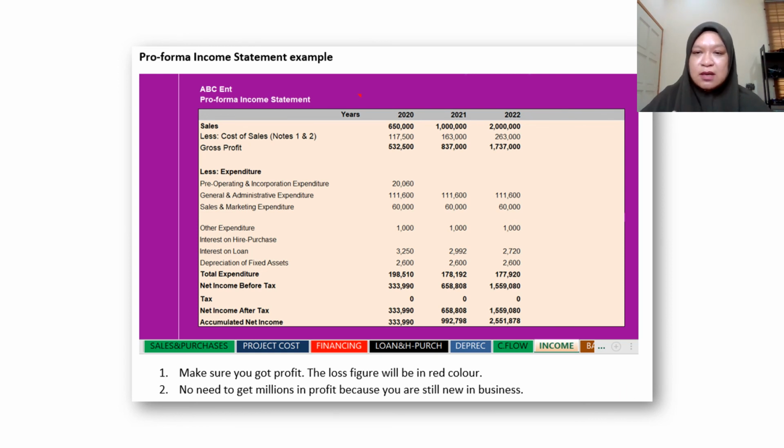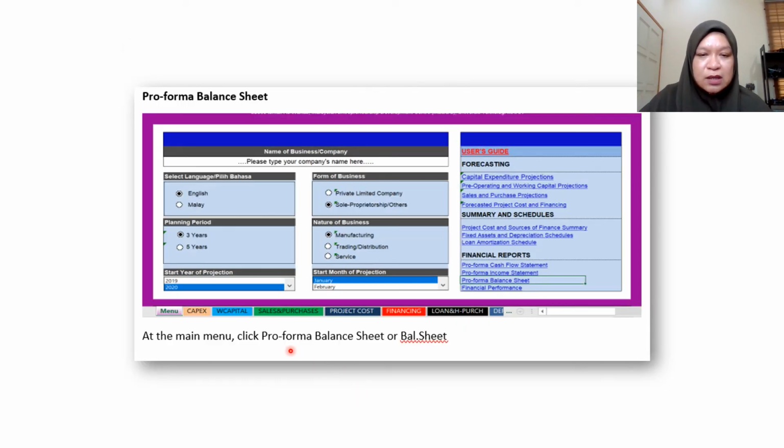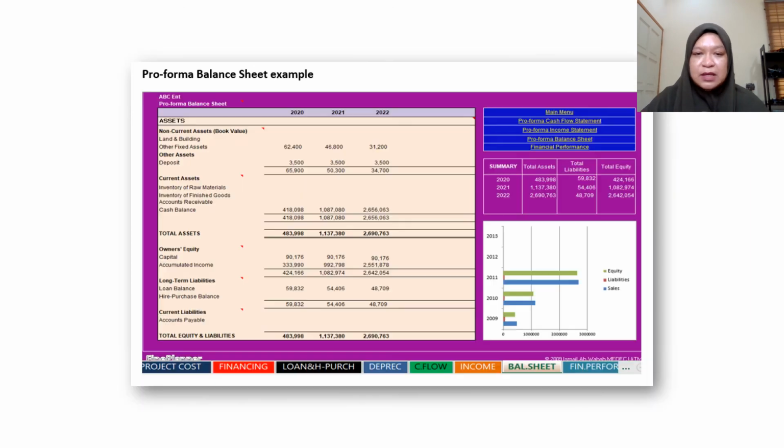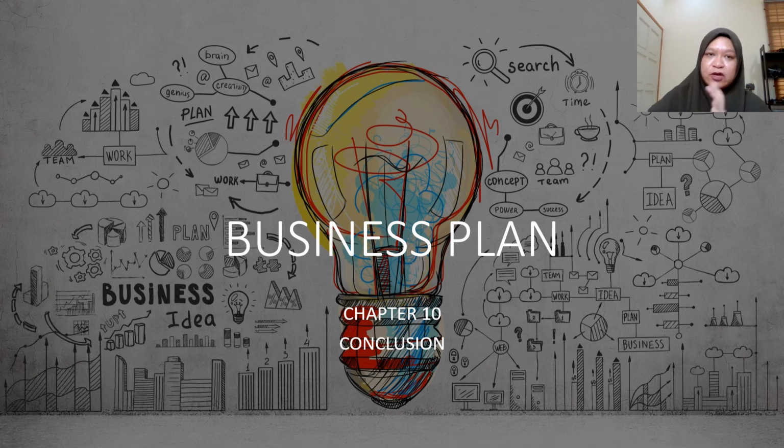Just enough. Next we want to see the pro forma balance sheets here. So this is your balance sheets. Remember that you have to include everything in your business submission. So that's it for chapter 9.